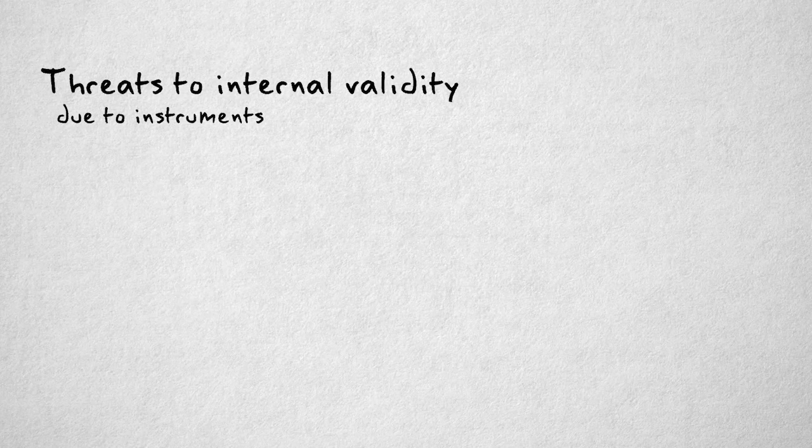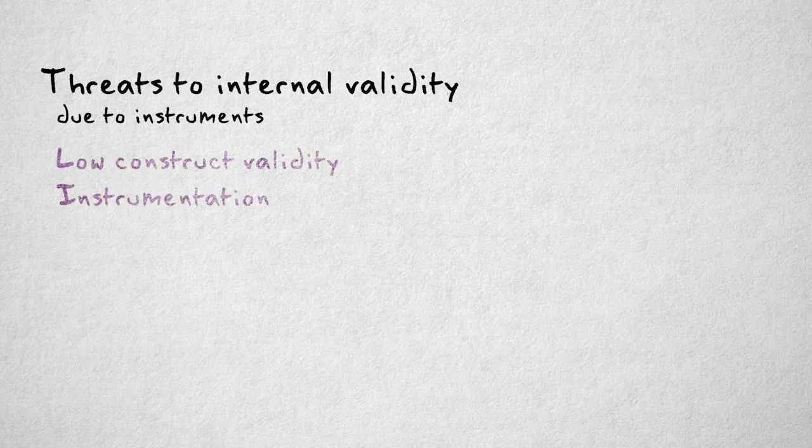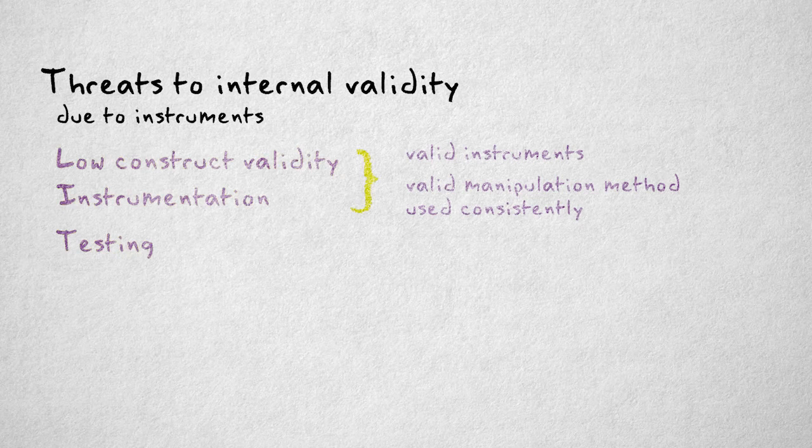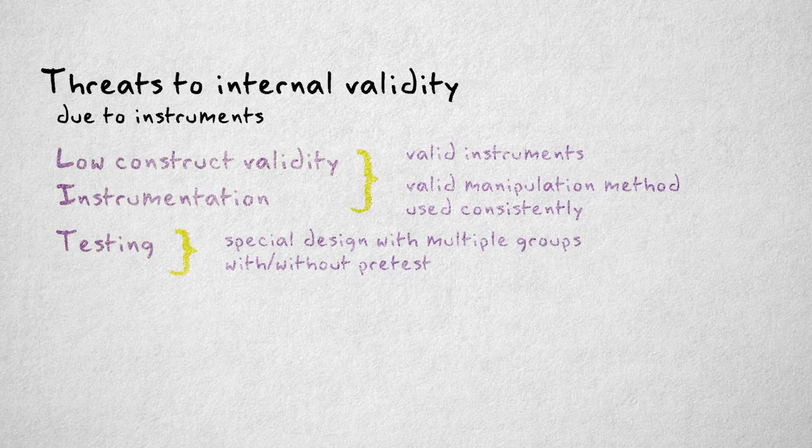Okay, so to summarize, internal validity can be threatened by low construct validity, instrumentation, and testing. Low construct validity and instrumentation can be eliminated by using valid instruments and valid manipulation methods, and of course by using them consistently. Testing can be eliminated by using a special design that includes groups that are exposed to a pretest and groups that aren't.